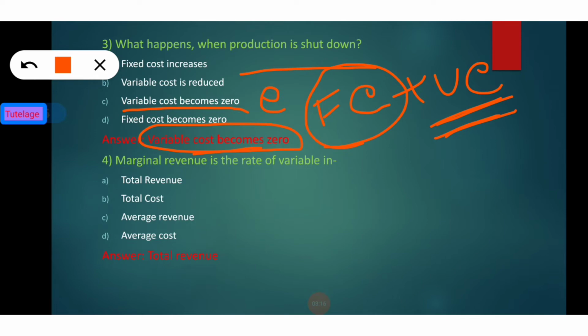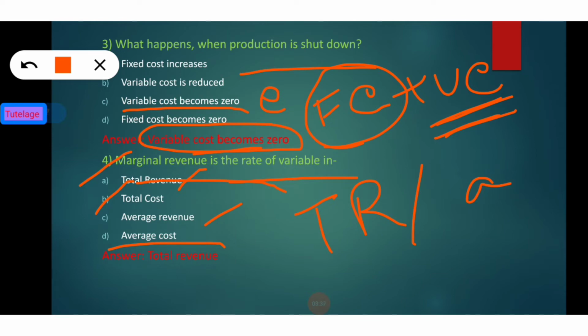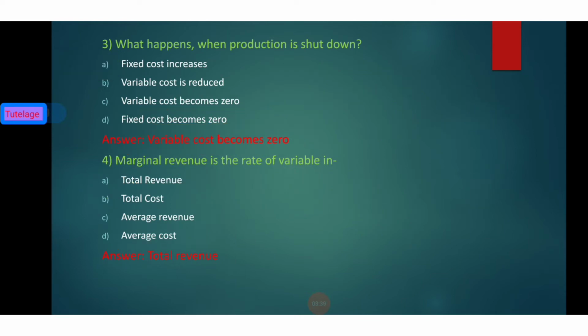Now move on to the next question. Marginal revenue is the rate of change in total revenue, total cost, average revenue or average cost? Obviously, marginal revenue is the rate of change of total revenue, or TR. So option A is the correct answer. Now move on to the next slide.